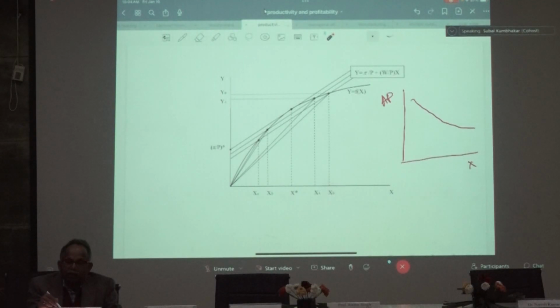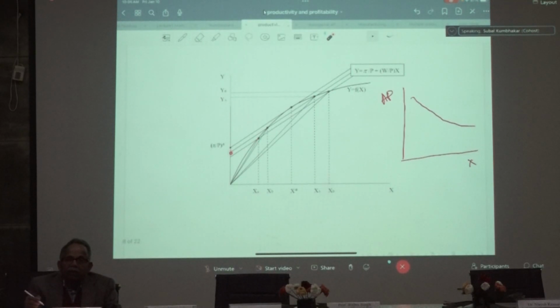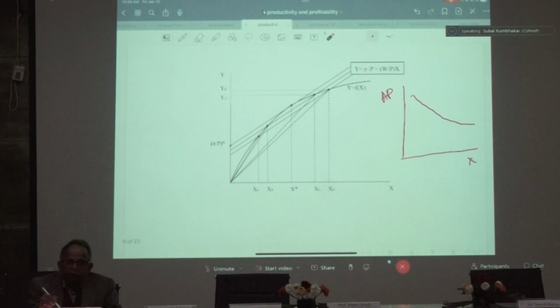And then again for X star, this one. So look what is happening to profit. That is, you pay attention to the vertical distance. What is happening to the vertical distance as you move from XA to XB? The vertical distance is increasing, right? From here to there. So this second line in here, the vertical distance, which is the profit adjusted for output price, is increasing. As you move from this point to this point to this point, profit keeps on increasing.